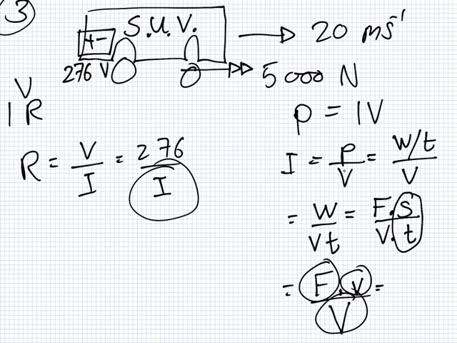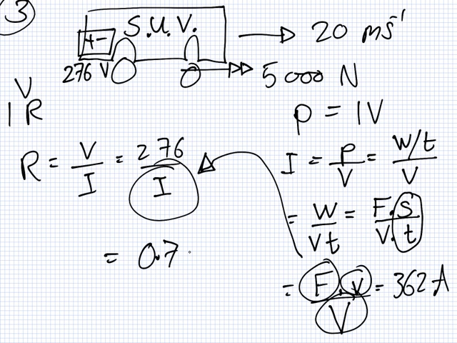5,000 times 20 over 276. This comes out at 362 amps. And that goes back in here, giving me 0.76 amps. And then that's it, that was the R. Oh sorry, I wrote amps, I meant ohms. Okay.